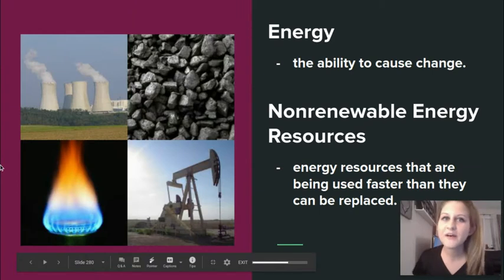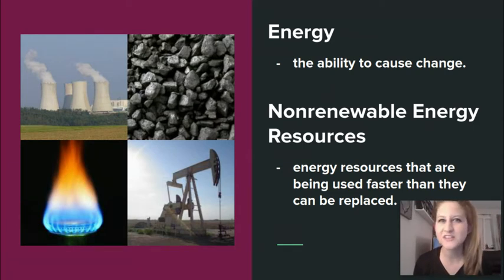Before we can talk about energy resources, we need to know what energy means. Energy is the ability to cause change. You use energy every single day of your life, but sometimes that energy can come from different locations. So these different locations would be possibly different resources.